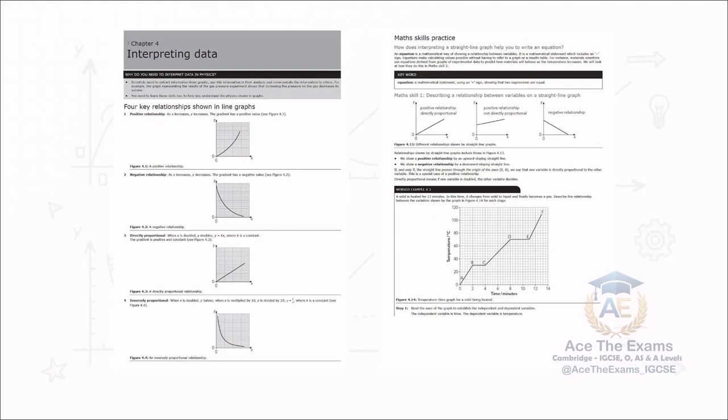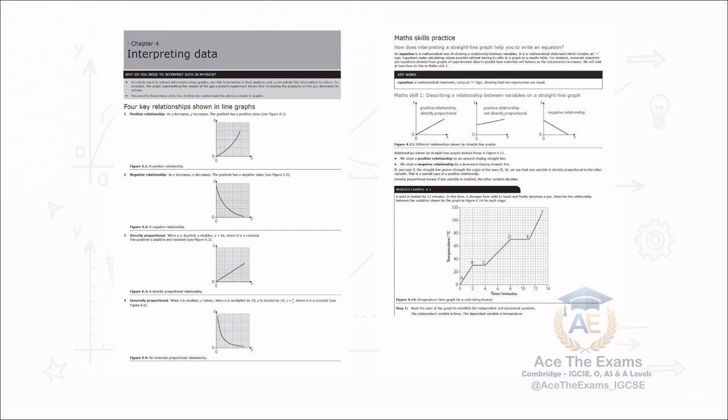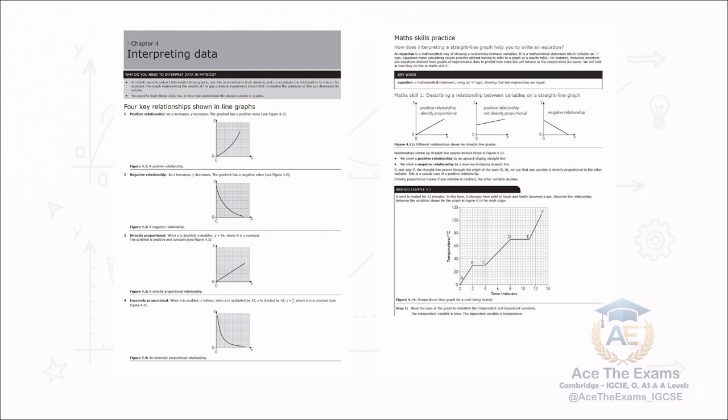Now, in your exams, there are 4 basic relationships you're going to encounter, and recognizing them instantly is a massive time saver. First up, we have a positive relationship. This is your classic upward slope, showing that as your independent variable increases, your dependent variable increases too. Simple enough, right? Next is the negative relationship, shown by a downward slope. One goes up, the other goes down.